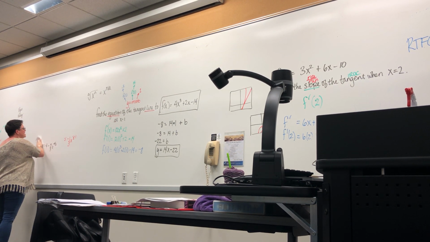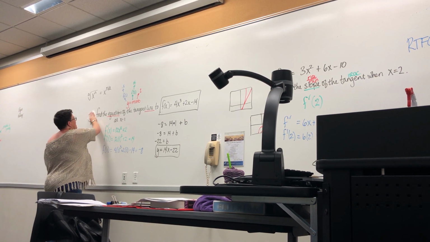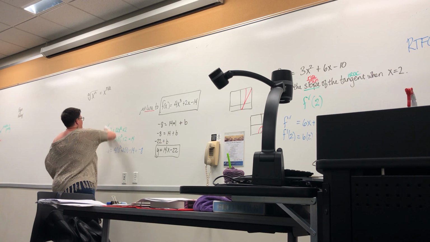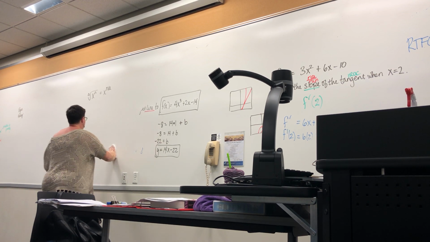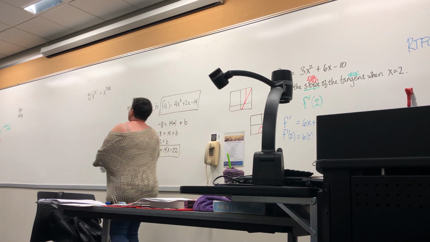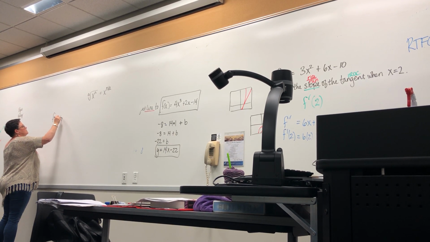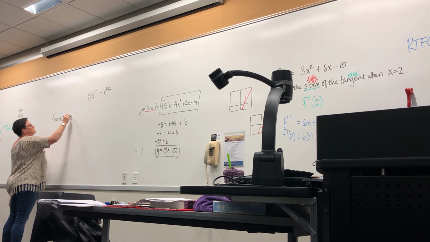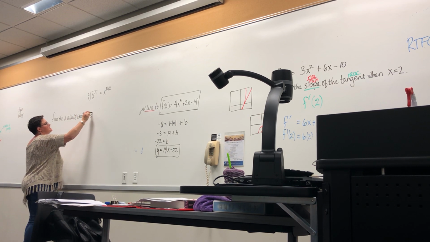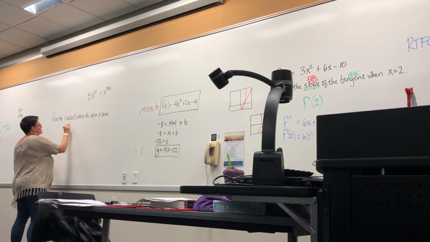This is powerful in another direction. It's not just about finding the equation of the tangent line. We can find places where certain slopes exist. For example, what if I ask you to do this? Find the x values where the slope is 0. And here's your function.